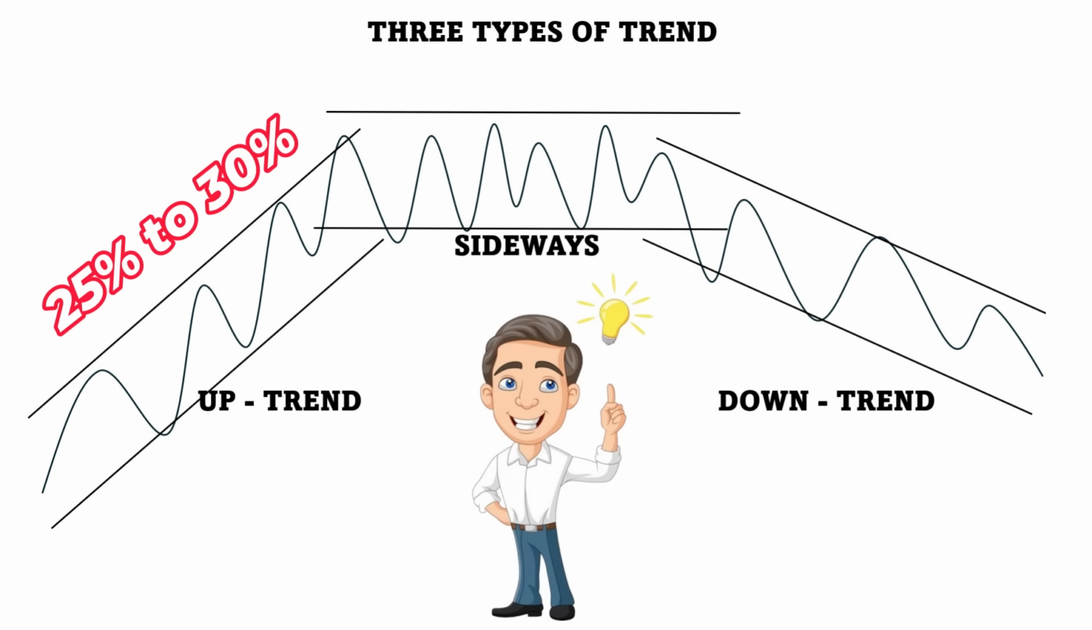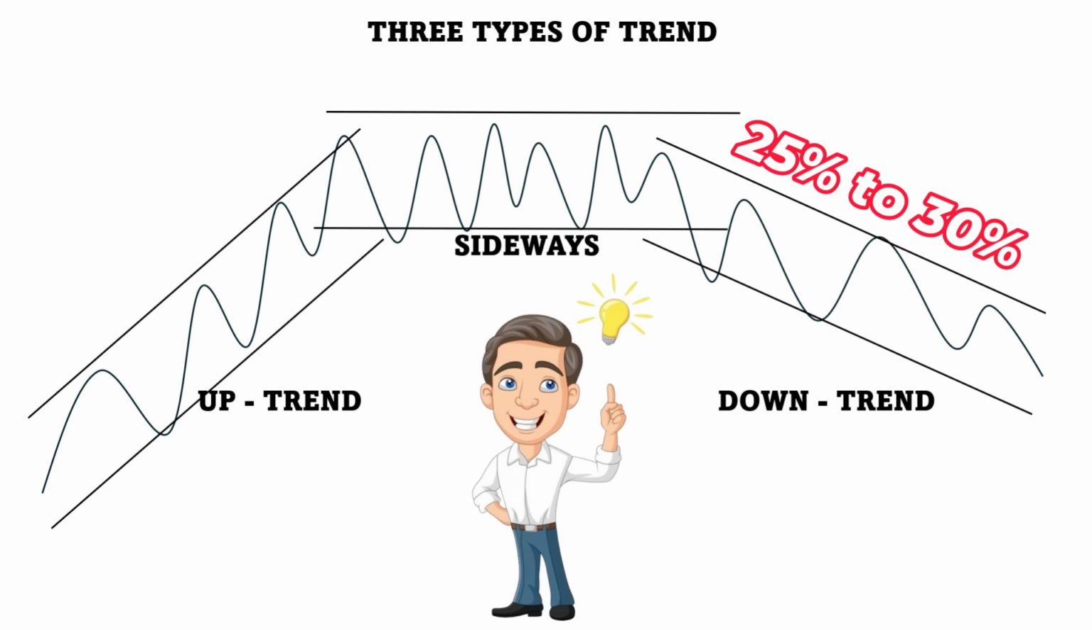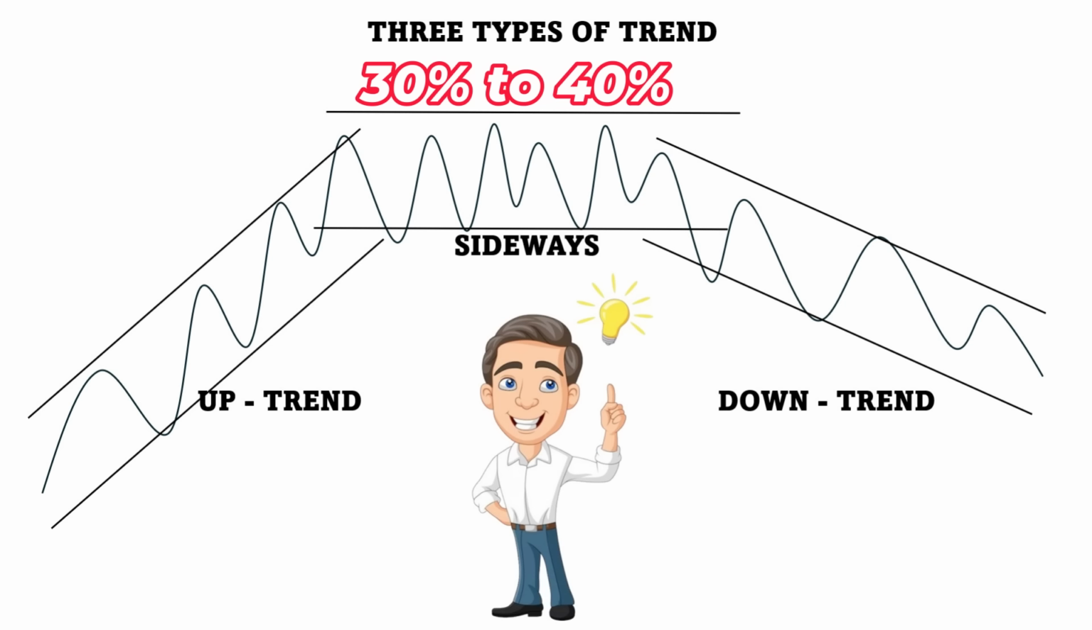Uptrend, around 25 to 30% of the time, the market is in uptrend. Downtrend, around 25 to 30% of the time, the market is in downtrend. So, both these are called trending markets. And then you have the sideways market, whatever is the remaining time, say around 40% of the time.